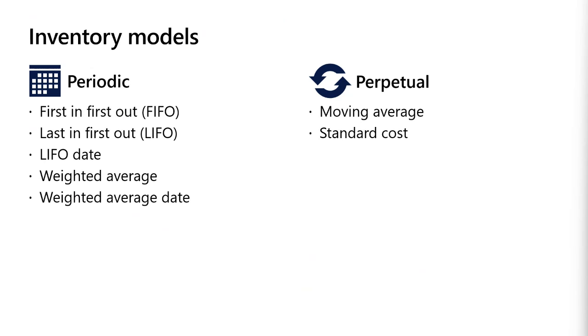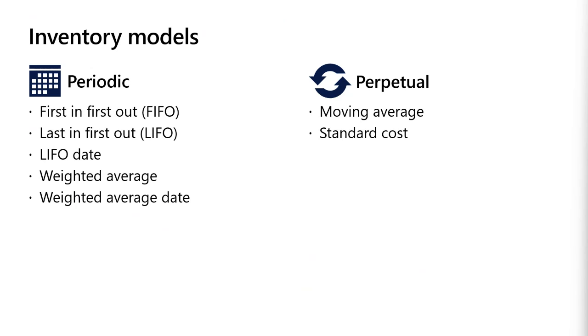Periodic, which includes FIFO, first in, first out, LIFO, last in, first out, LIFO date, weighted average, and weighted average date. Periodic costing methods always use a running average throughout the period. The periodic cost is only updated to the costing model selected when you run an inventory close.